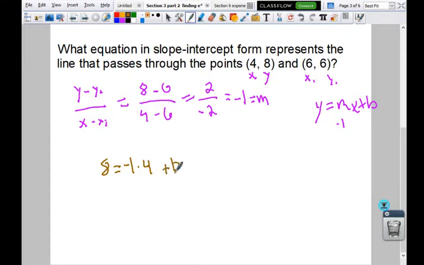Perfect. So we need to figure out our b, and we're going to plug in this first point right here. It actually doesn't matter, but I'm trying to be consistent and just use the first one. Even though it doesn't matter, let's do it the same way, so that if you check with a partner, you can see what's wrong. All right, so we've got this set up to find our b.